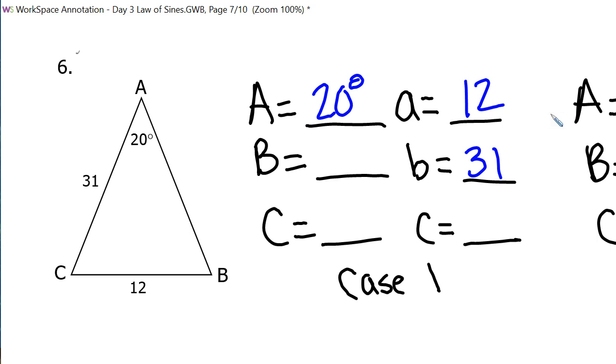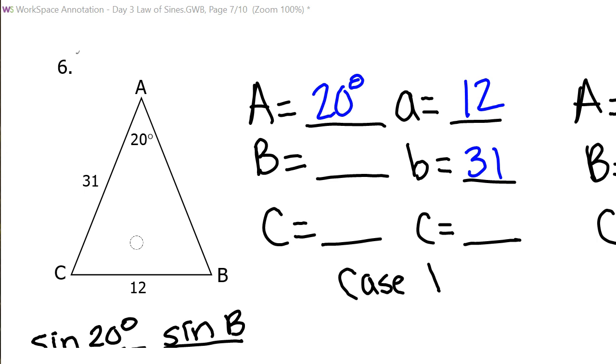What should we solve for first? Angle B. So we need to do sine of A over A. So this would be sine of 20 degrees over 12 is equal to sine of B over side B, which is 31. Cross multiply, this would be 12 times the sine of B is equal to 31 times the sine of 20 degrees. Divide both sides by 12.